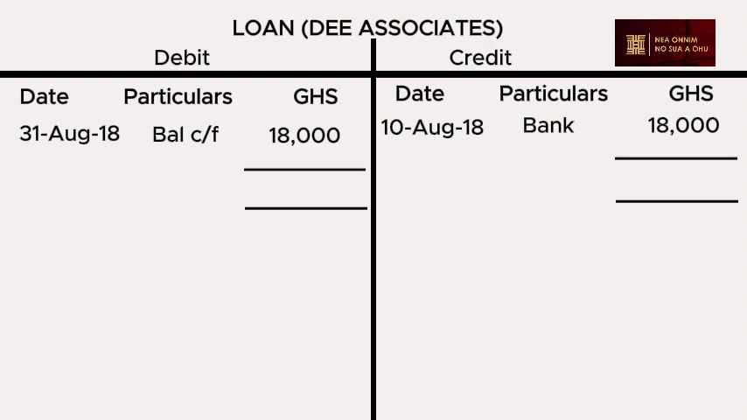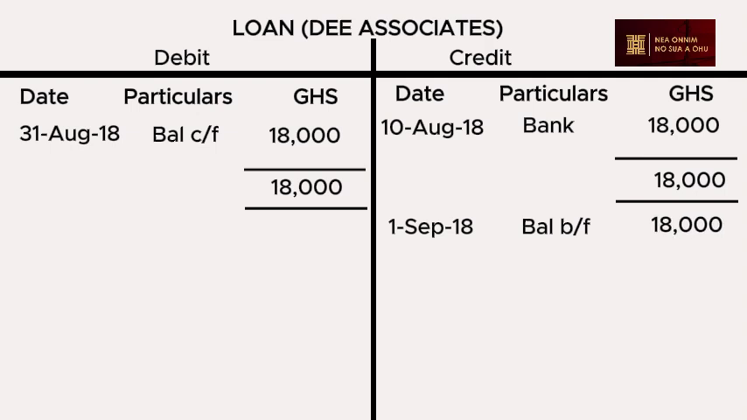Then we underline both sides, and we're going to have the total of what? 18,000 Ghana cedis for both sides. We double underline, and then we will have what we carried forward into the new period, and it's going to be balance brought forward. That's on 1st September on the credit side to the tune of what? 18,000 Ghana cedis. Done.